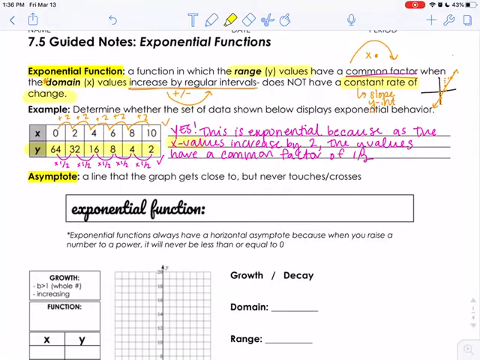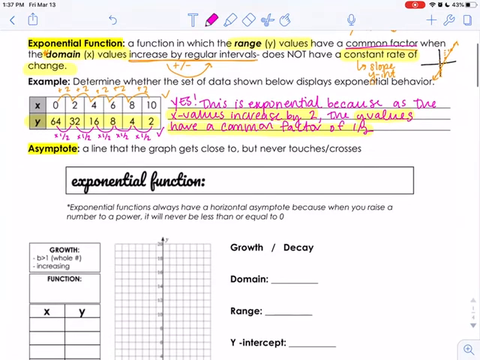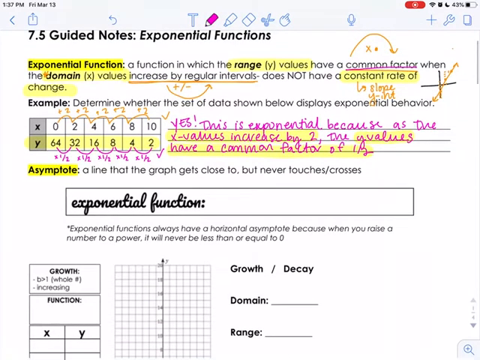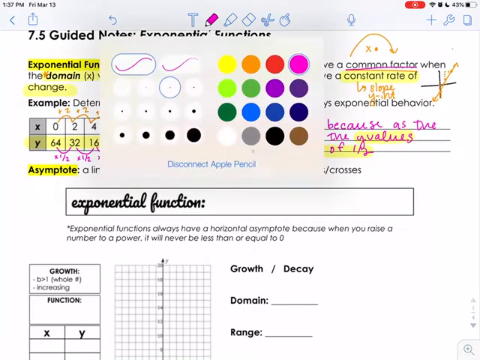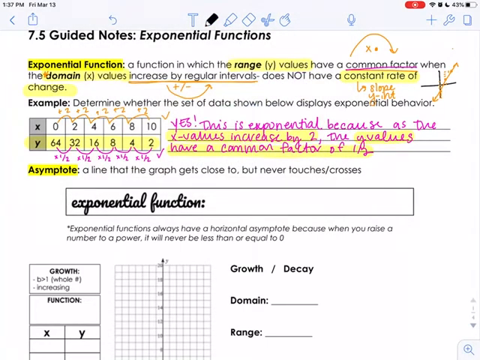So pay attention to my vocab here. I said x values increase by 2, and the y values have a common factor of 1/2. That vocabulary is very important. So even though this may seem like a little bit of writing, please write it down exactly like that, because this vocabulary is very important, and it will help shape our understanding of what's going on with these type of graphs.